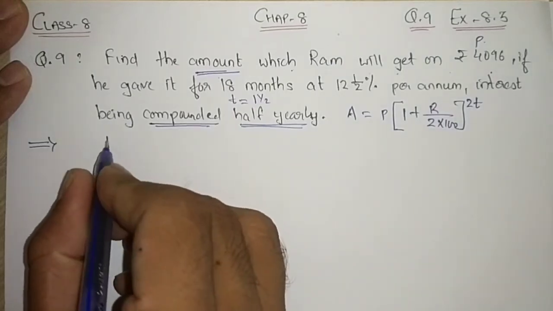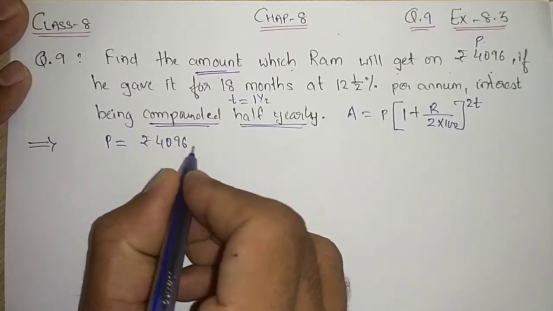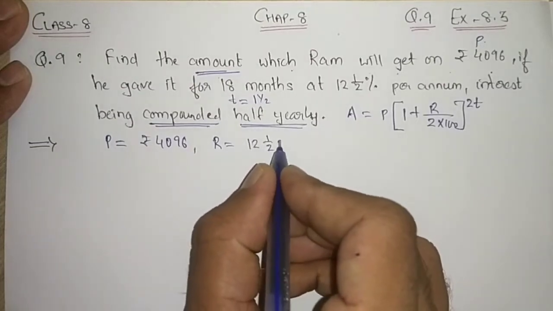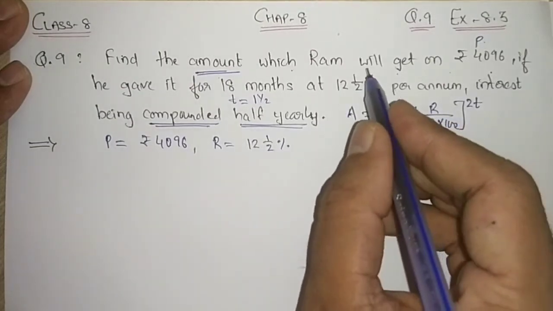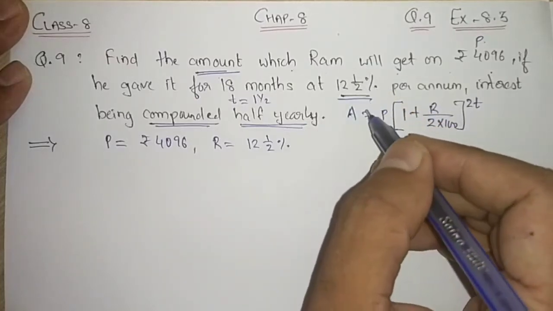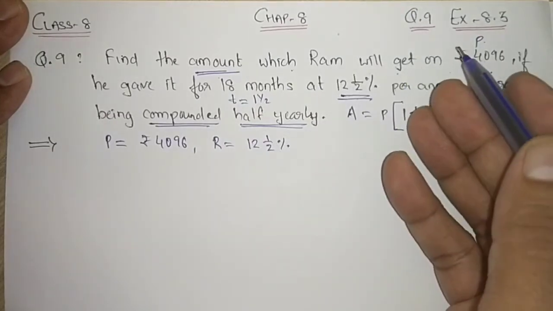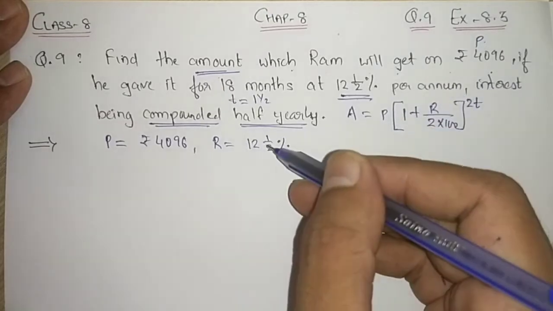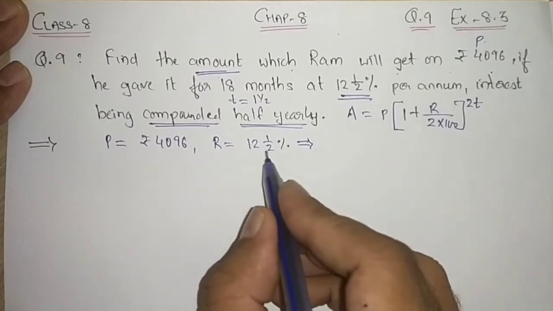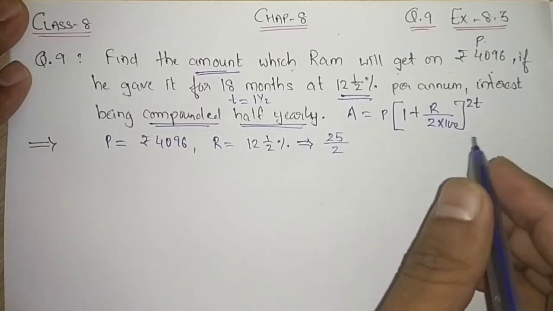So let us write: principal is equal to rupees 4096, rate of interest is 12 1 by 2%. Students, in many children's books there will be 12%. Please correct it. It is 12.5%. If you take 12%, the amount will be complicated. So please take 12.5%, which implies the rate of interest will be 25 divided by 2%.